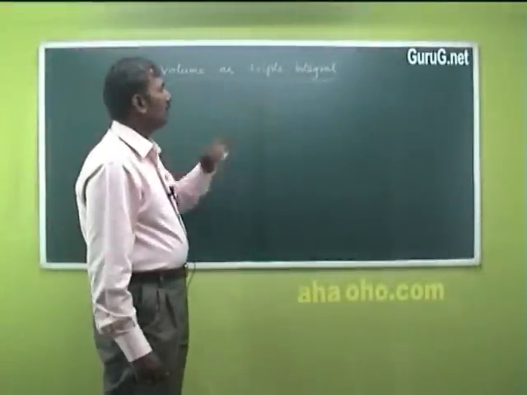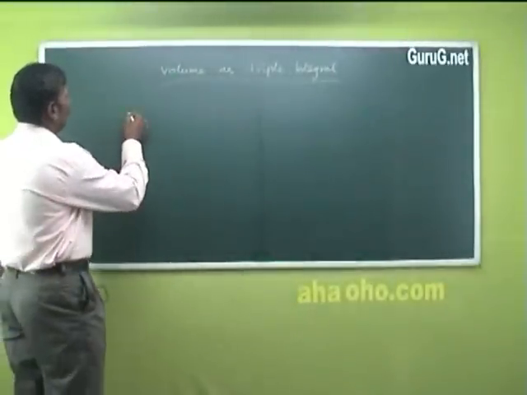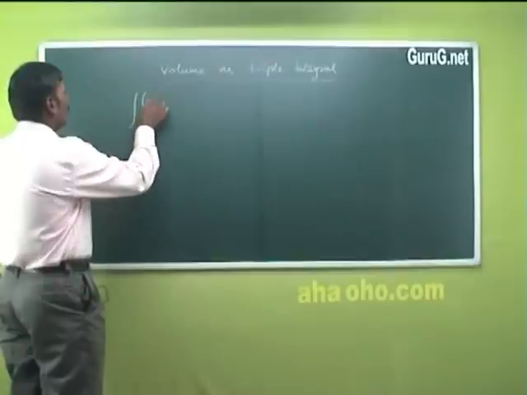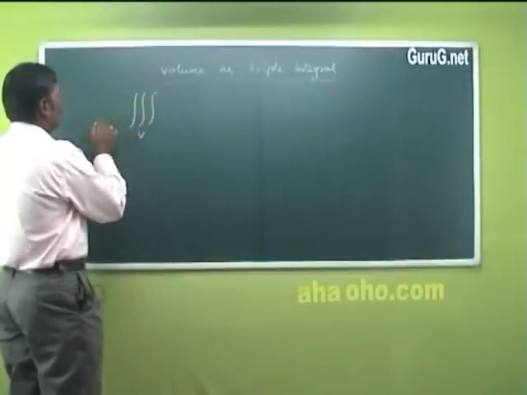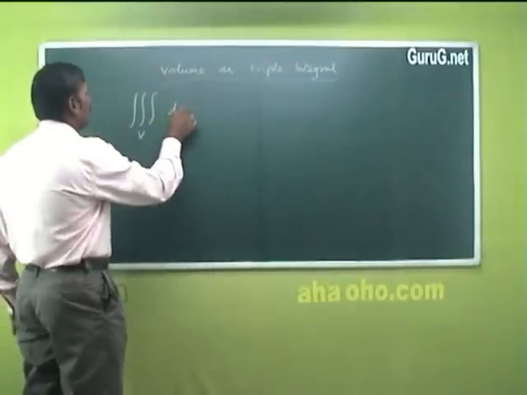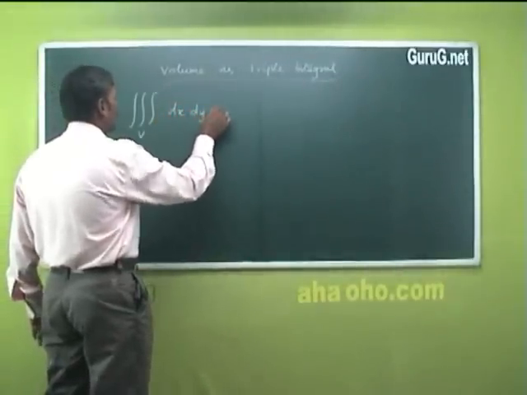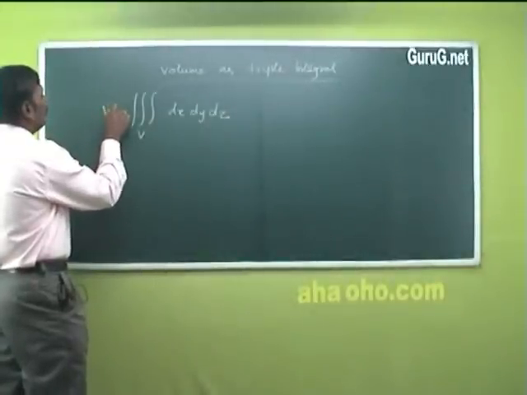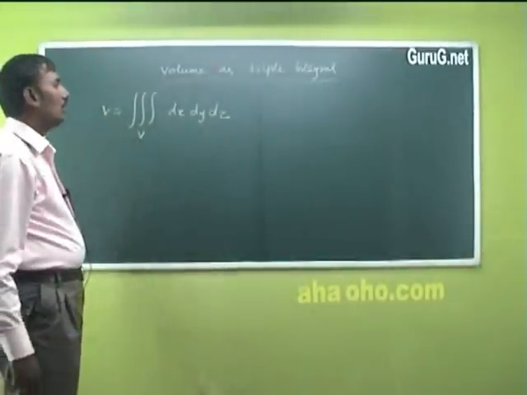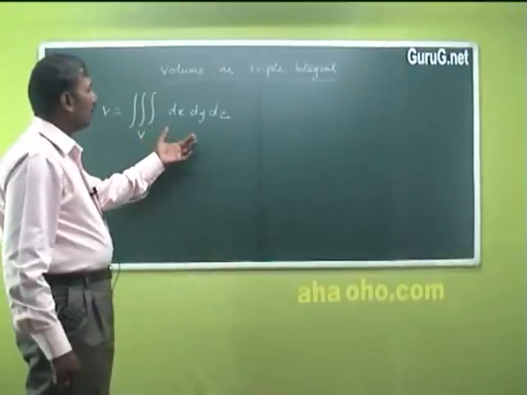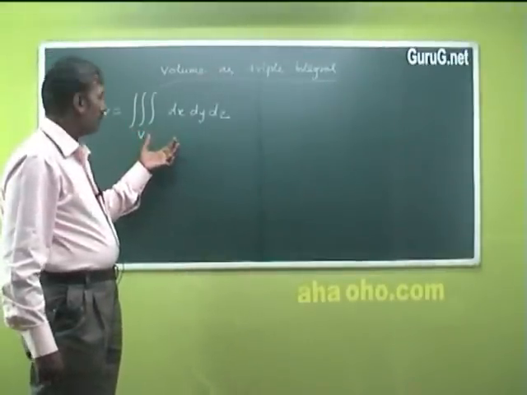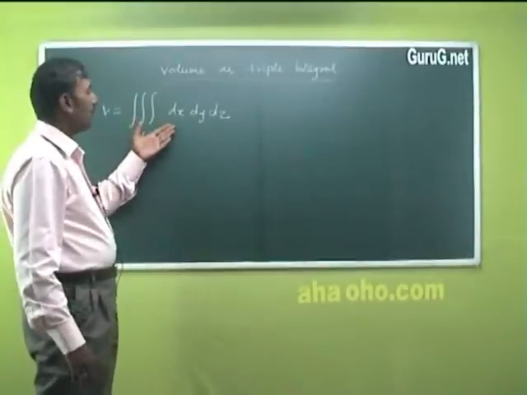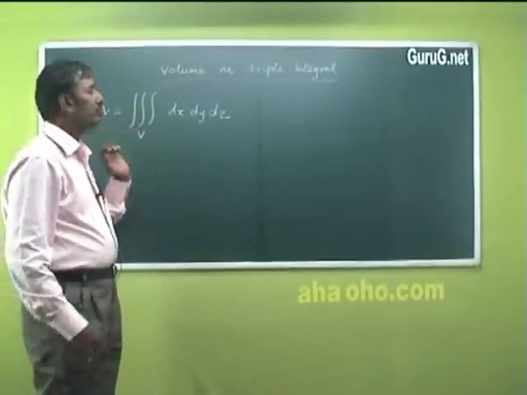Volume as triple integral. Suppose we take the triple integral over V dx dy dz. So this is nothing but what? The volume of the region bounded by the curves. So this is the formula for finding volume, right?